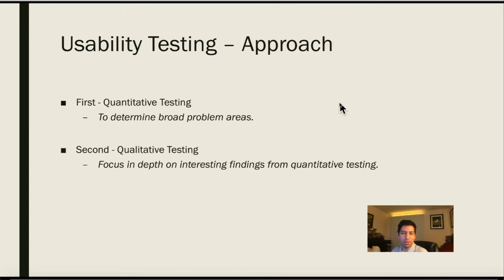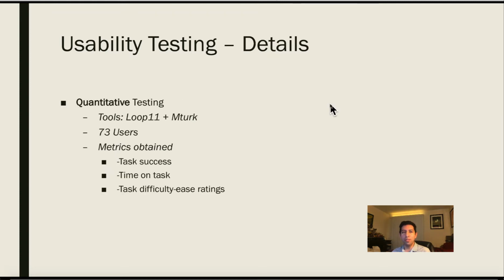My approach to this usability test was to first start with quantitative testing and then do qualitative testing second. So my goal was to use quantitative testing to determine broad problem areas. And then after looking at those results, identify specific areas that I could have users look into when they do the qualitative test. I'm going to go into some of the details for both types of tests.